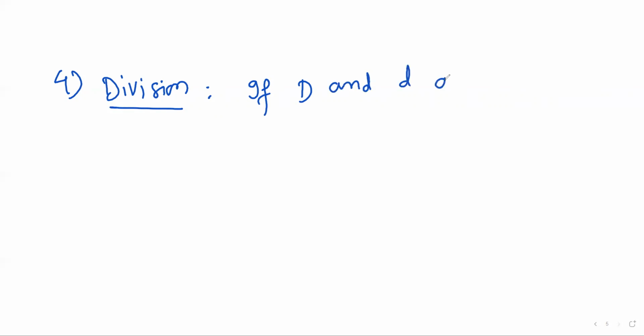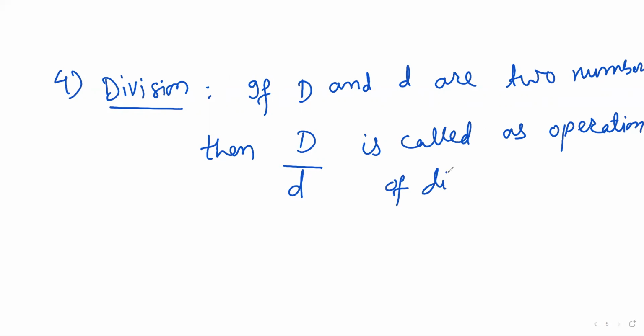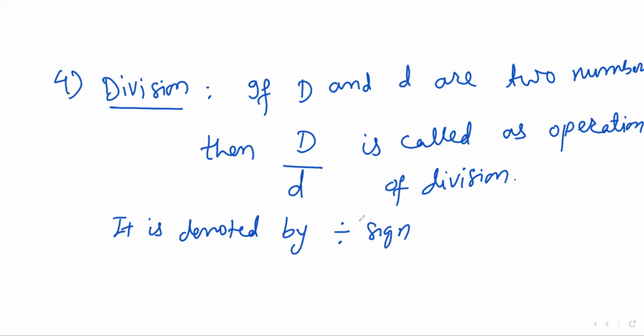Let's understand fourth operation, that is division. If capital D and small d are two numbers, then capital D upon small d is called operation of division. And division is denoted by this sign.